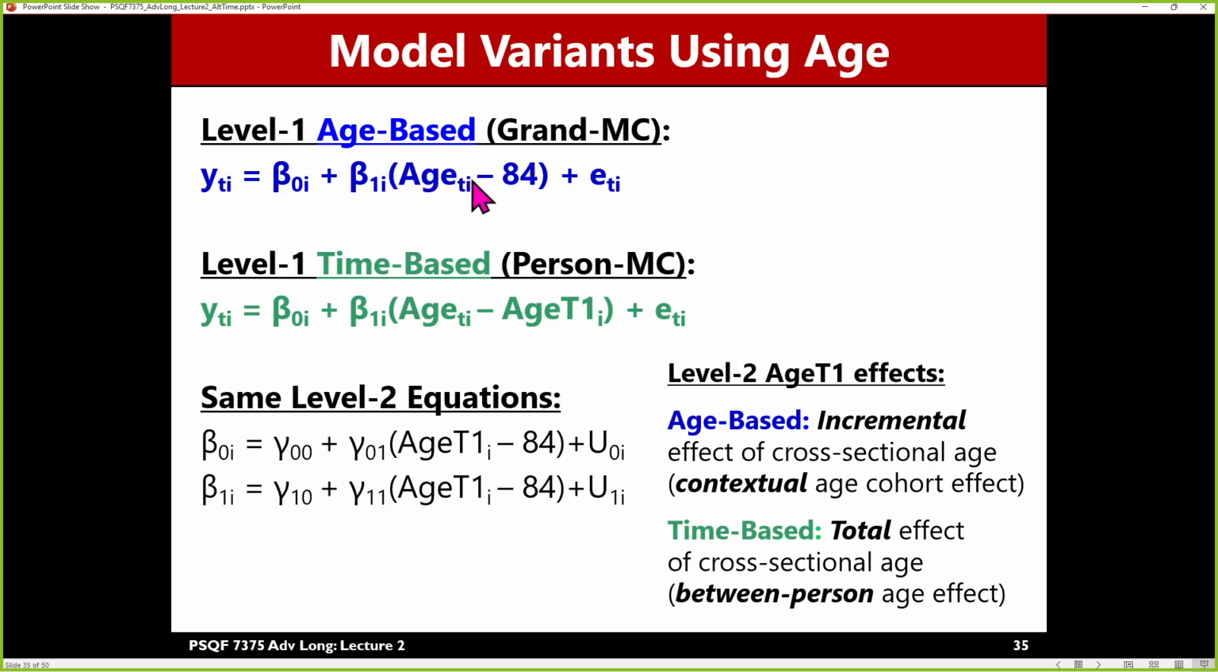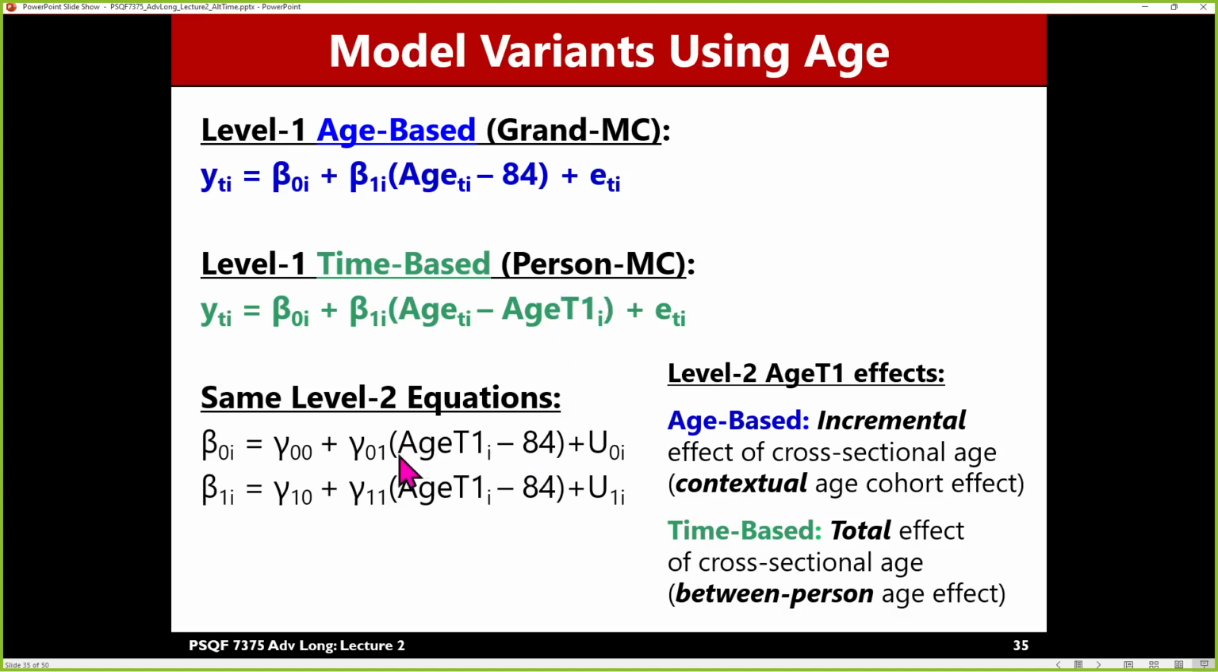It's the expected age at 84 in the age-based model because that's how age is centered, for somebody who walked in the door at 84 because of the level 2 predictor. In the time-based model, it's the expected age at time 0 for somebody who started at 84. That means they are 84 at time 0. So it works out to be exactly the same.